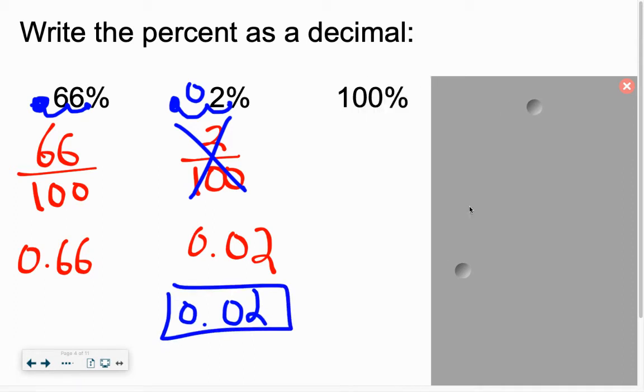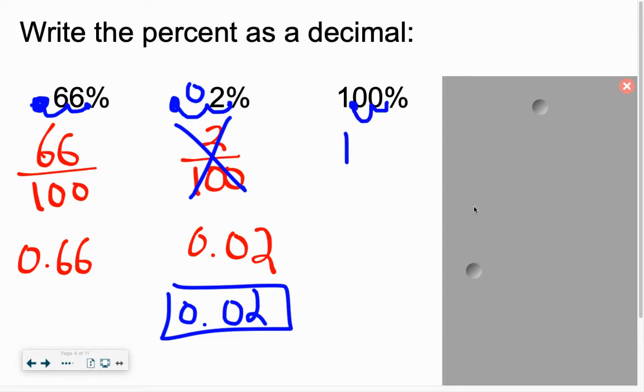Done. So same thing here when we talk about 100%. 100% as a decimal, move the decimal 2 times. Everybody say 2. If you want to say bump, bump with me, we're going to go bump, bump. And the number I see is 1.00 or just plain 1, which when we think as a fraction, 100% would be 100 out of 100, which is the same as 1.